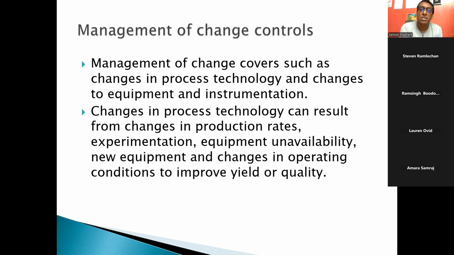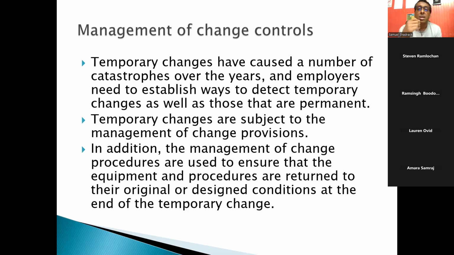So management of change covers changes in process technology and changes in equipment and instrumentation. Changes in process technology can result from changes in production rates and experimentation. When you find out there's a better rate, you could set your pumps at different RPMs. They can also result from equipment unavailability, new equipment, and changes in operating conditions to improve yield or quantity. Temporary changes have caused a number of catastrophes over the years, and employers need to establish ways to detect temporary changes as well as those that are permanent. The answer is the management of change form. Temporary changes are subject to the management of change provisions.